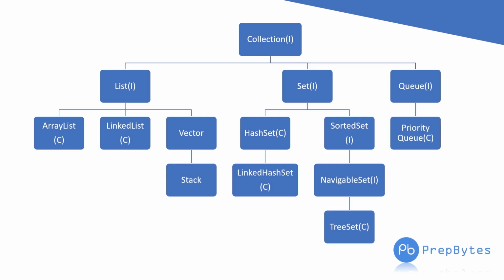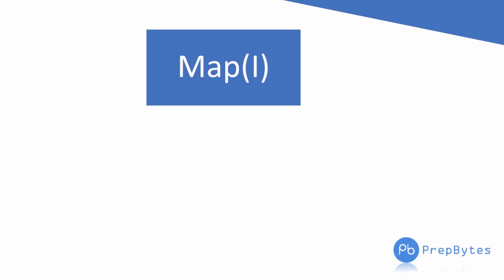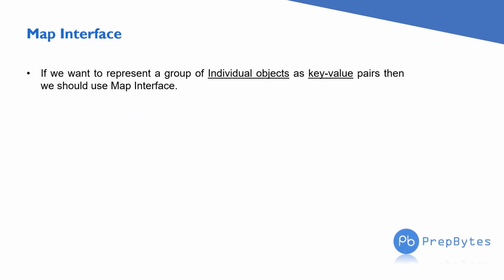Now collection interface is the root interface for only this part of the collection framework. For the rest of the part, map interface is my root interface. Okay, so we will begin with map interface. So what is map interface? If we want to represent a group of individual objects as key value pairs, then we should use map interface.